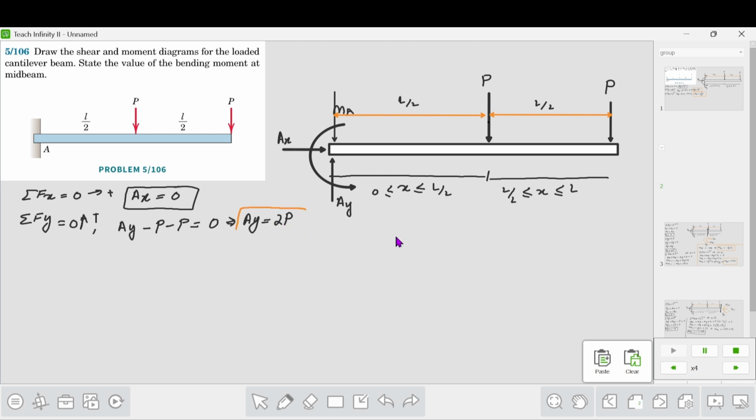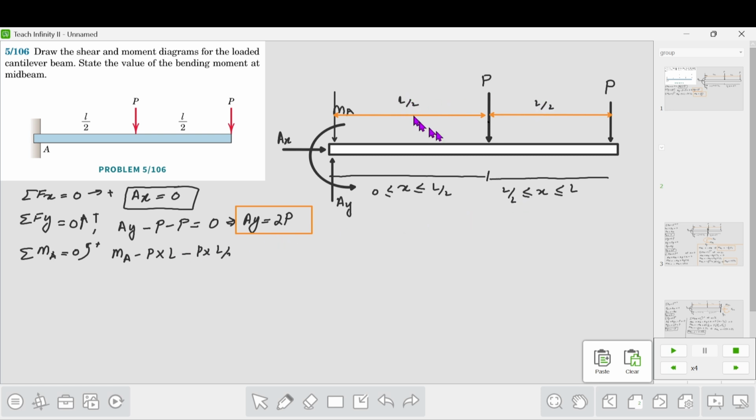This is for the horizontal force. After this, summation of moments at point A equal to 0. The force which rotates the beam anticlockwise will be taken as positive. So this is MA, and then this P load will rotate the beam clockwise. That's why negative P multiplied by L. So this P which rotates the beam clockwise is negative, multiplied by L.